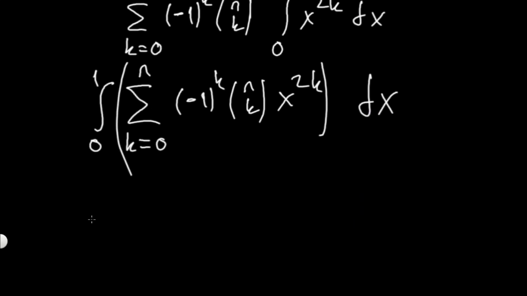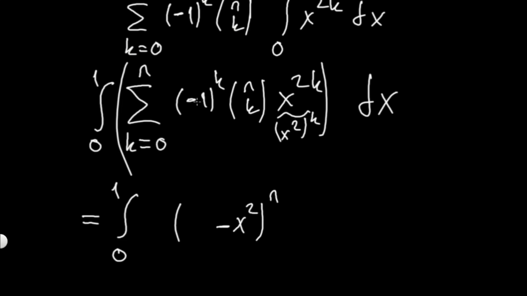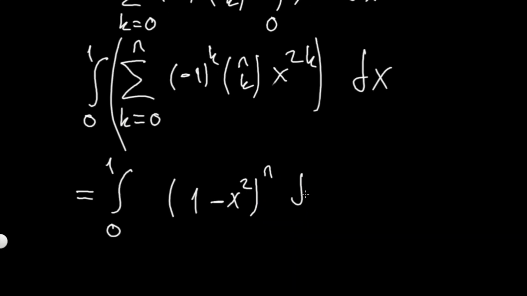Okay, cool. And now, what is this sum part? Did I manage to make it binomial form? So I have n choose k, so this means I have the nth power. And I have x to the 2k, not just x to the k. So I have to treat this like x squared to the power of k. And I also put minus because I have minus 1 to the k. And I don't have any other term that has the power n. So this is just 1 minus x squared to the n dx.